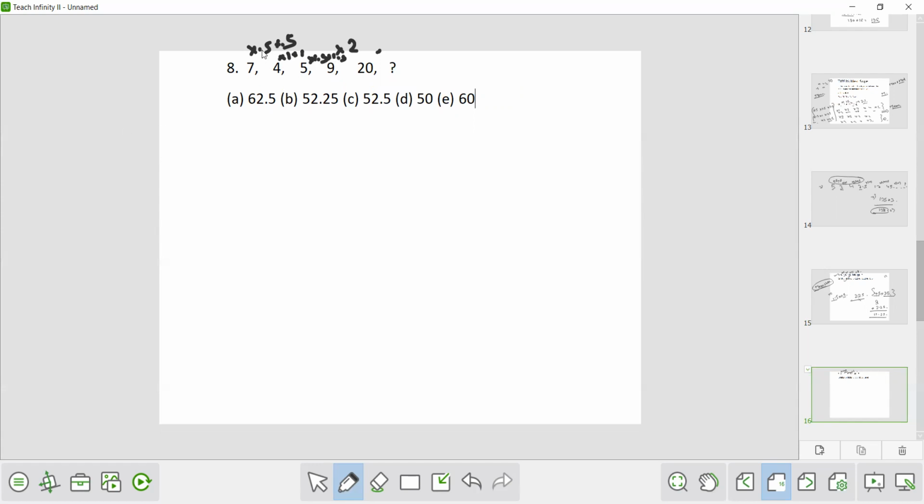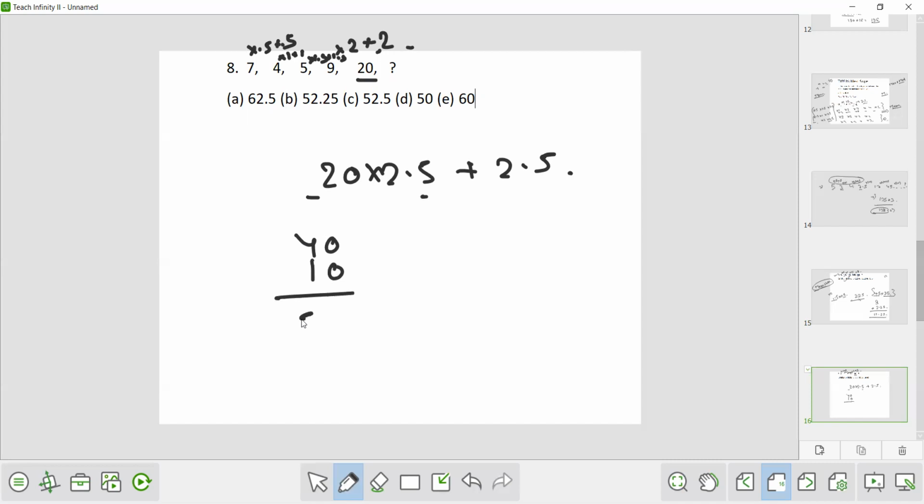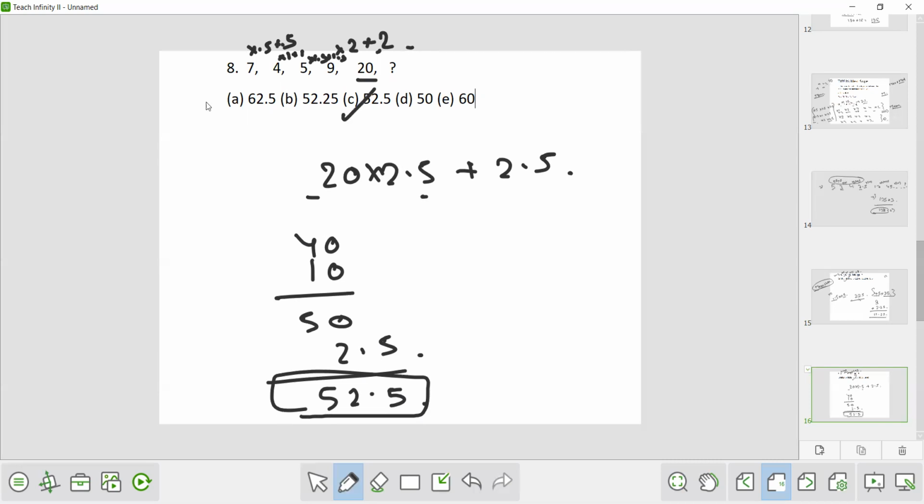Now the rule gets confirmed. It is of the nature into 0.5 plus 0.5, into 1 plus 1, into 1.5 plus 1.5, so into 2 plus 2. Now the next number 20 into 2.5 plus 2.5. So 20 into 2.5 is how much? 20 into 2 is 40 and half of 20 is 10. So it's 50 and add 2.5 over here. So it becomes 52.5. Now the answer will be C, that is 52.5.